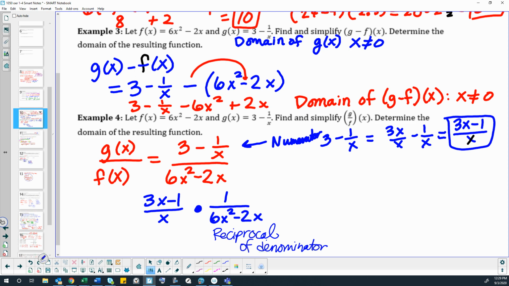We're good. So we have copy the numerator, dot, change it to multiply, flip to do the reciprocal, and that's how we divide, because a fraction means divide. To simplify this. Ugh. Okay. So that gives us 3x minus 1 times 1. Denominator's not really that bad either, because it's just going to be x times 6x squared minus 2x. So 6x cubed minus 2x squared.